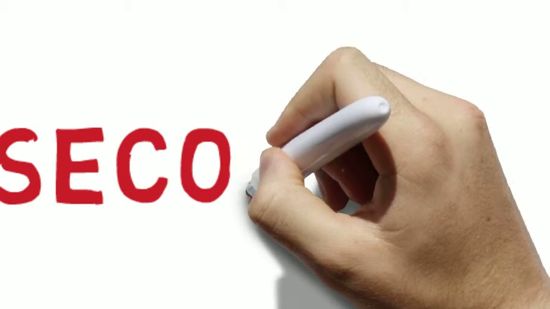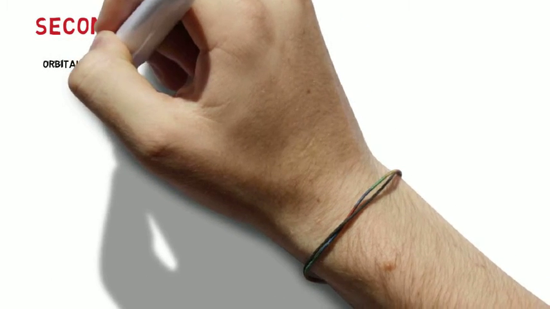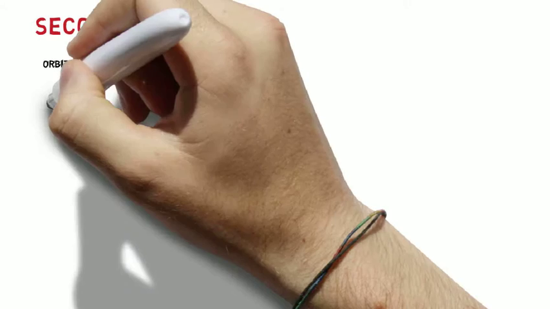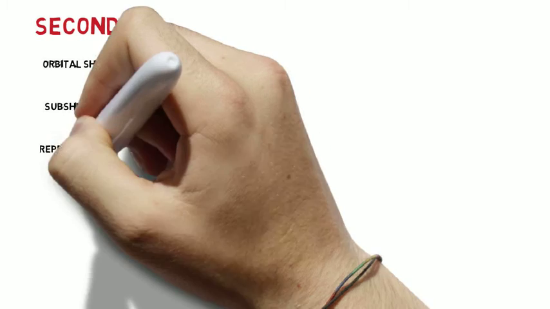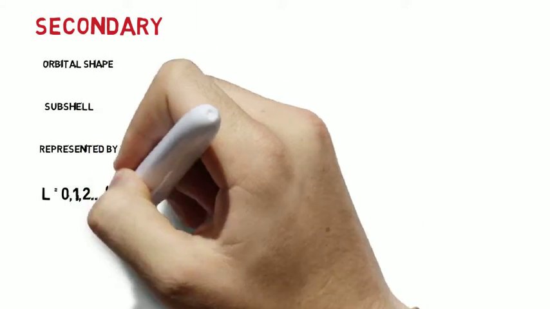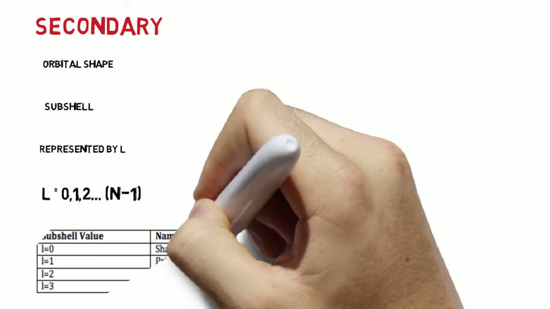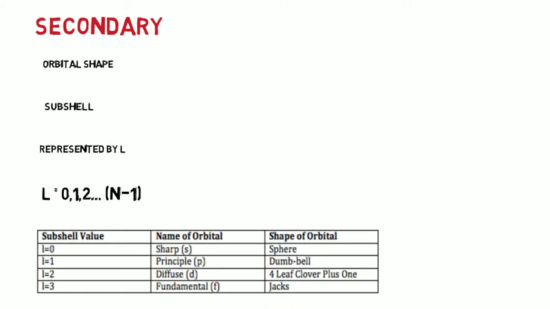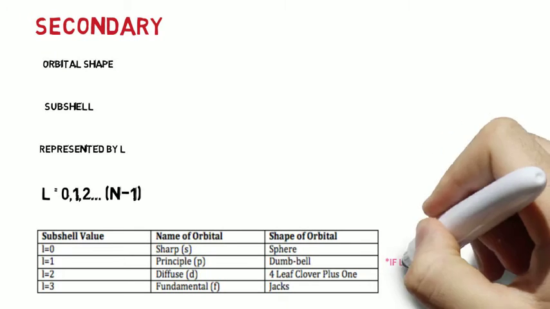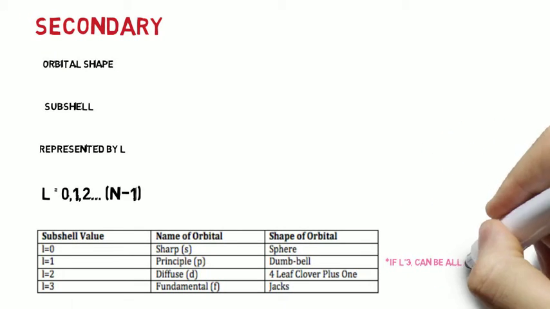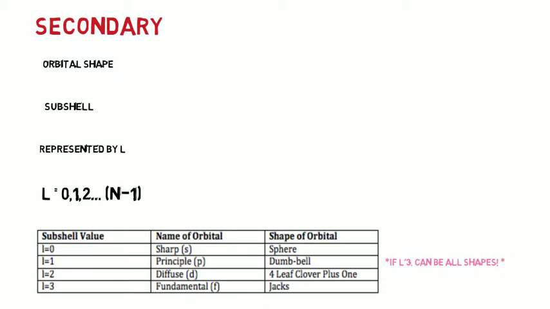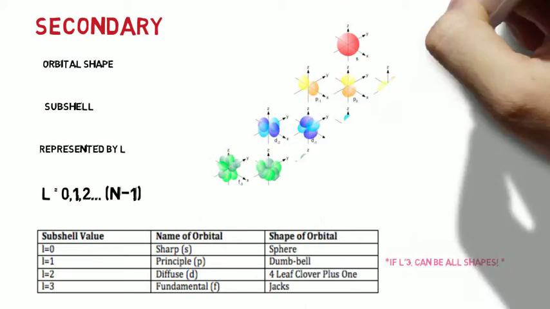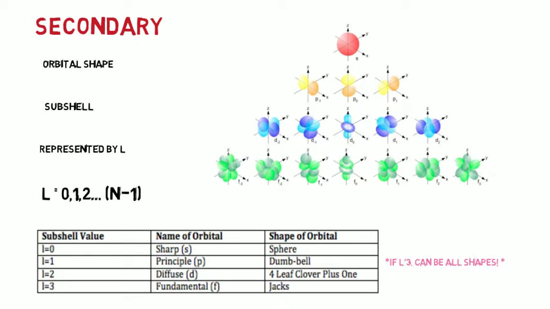Now going on to secondary. Secondary quantum number is the orbital shape within the subshell, also known as a sublevel shape. It is represented by the letter l and can be calculated by the principal quantum number minus 1. There are 4 possible shapes: sharp, principal, diffuse, and fundamental. Now if l equals 3, this applies to all shapes. This can be all shapes. This is a picture of all the shapes.